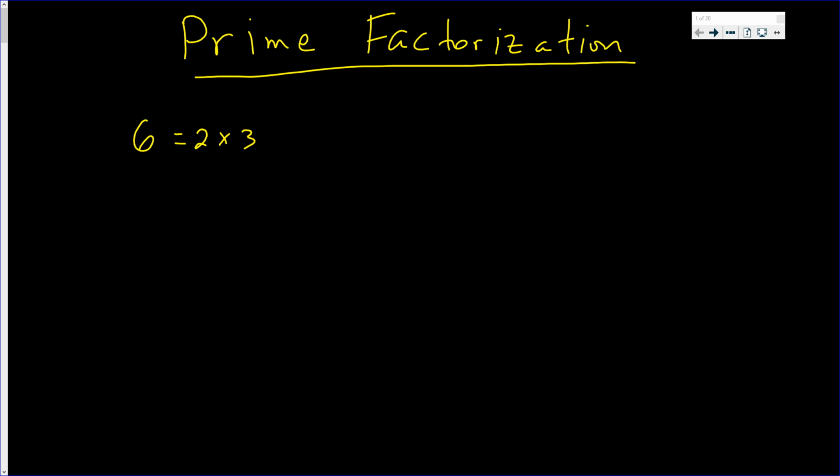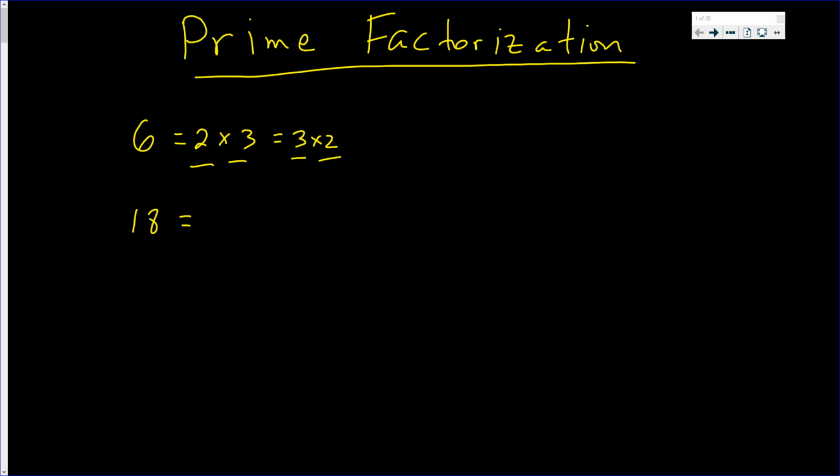Now, the prime factorization of a number is unique up to the order that you write the numbers in. In other words, I could have written this as 3 times 2, but it's still the same 2 prime numbers.